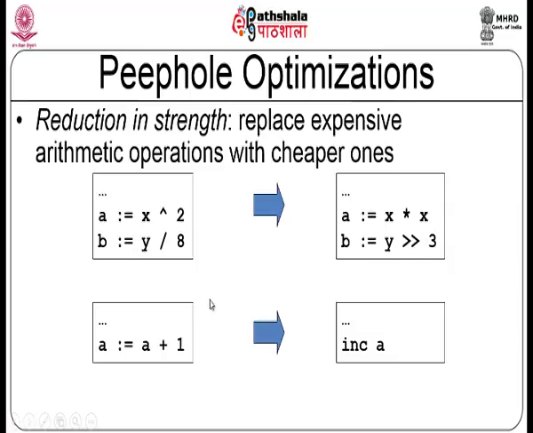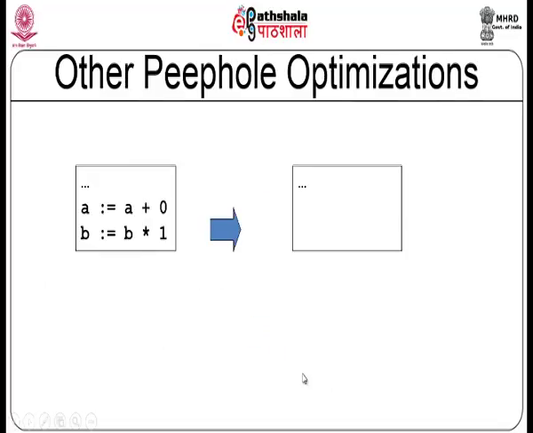Okay. Similarly, the next one is use of machine idioms, where I have A is equal to A plus 1 here. This can be replaced with an increment function rather than an add function. So I am simply incrementing A. So that can be taken note of here in this instruction.